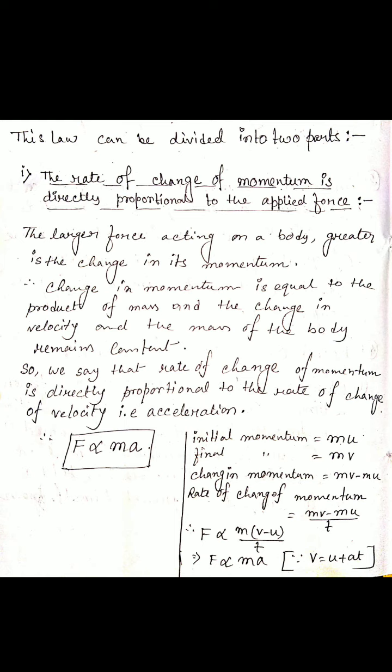From the first equation of motion, v equals u plus at. So (v minus u)/t is nothing but the acceleration. You see that (v minus u)/t is the change in velocity with time, and that is called acceleration. That thing we can write here, m into a, so F is proportional to m into a. Okay.